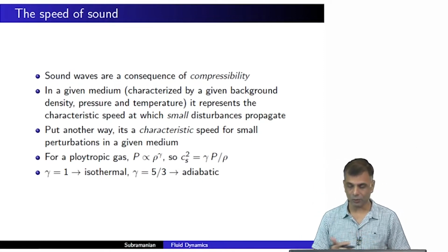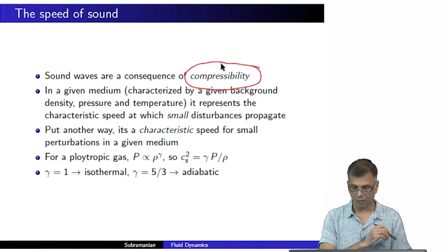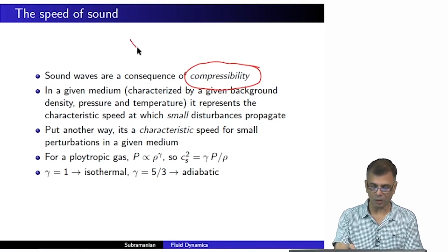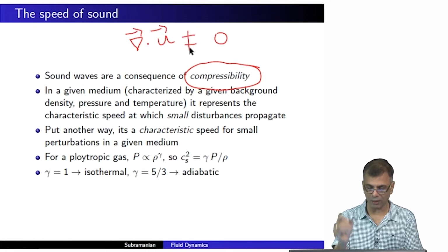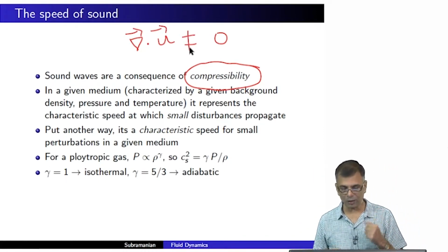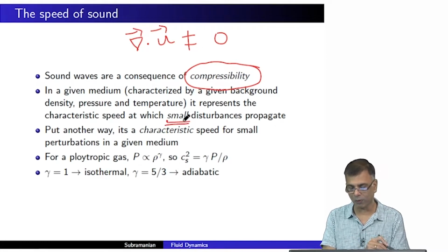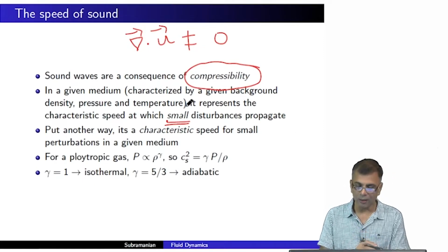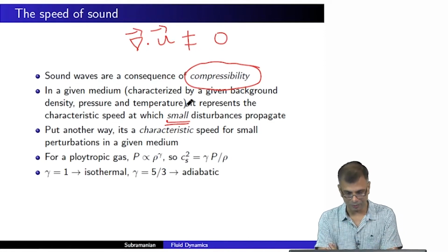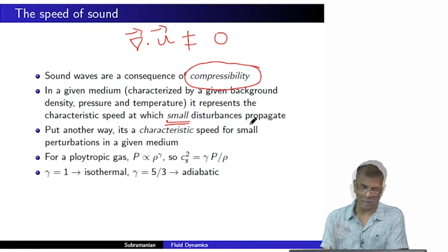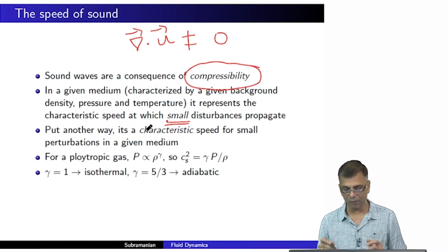As we've discussed, sound waves are a consequence of compressibility, right? In other words, the all-important divergence of u being equal to 0 is no longer valid. However, one important thing to be kept in mind is that in a given medium characterized by given background density, pressure and temperature, it represents the characteristic speed at which small disturbances propagate. And this is a very important adjective, small disturbances. So it is compressibility, but compressibility with regard to small disturbances. Put another way, it's a characteristic speed at which small disturbances propagate in a given medium.